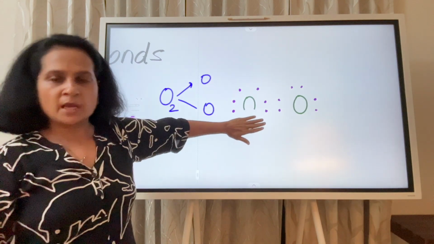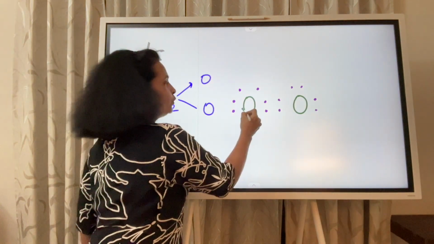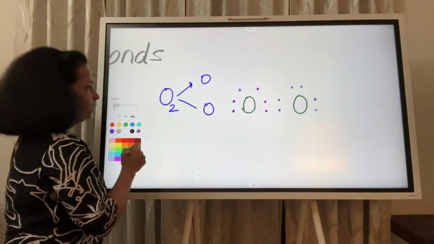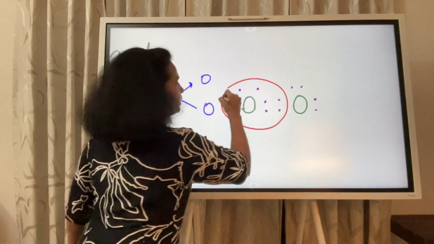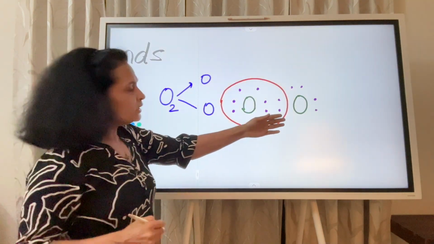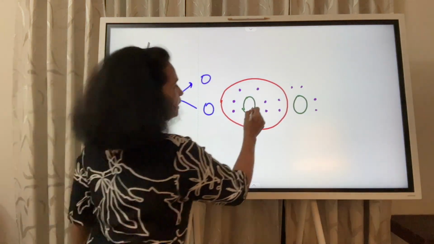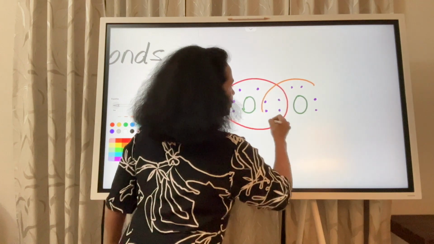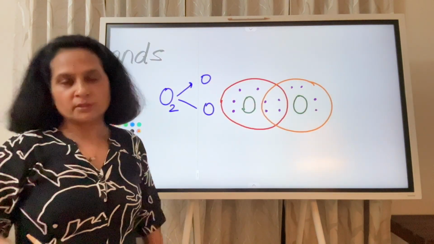The first oxygen has 6. It needs how many more to become stable? 2 more to become stable. So what does it do? It shares 2 electrons with its neighboring oxygen. Well, now it is 8. Similarly, the second oxygen, which has 6 valence electrons, takes in or shares 2 electrons with the first oxygen atom. Now they have both acquired their octet.